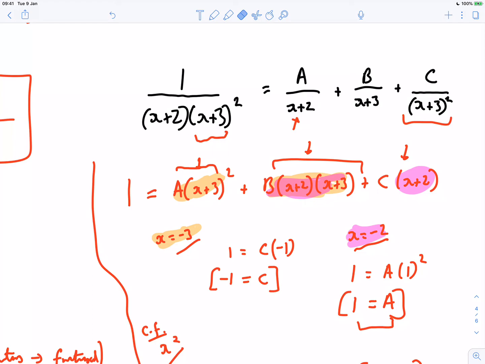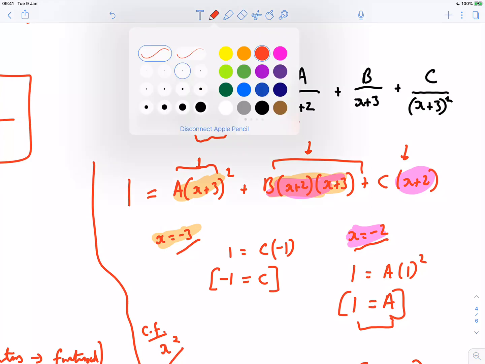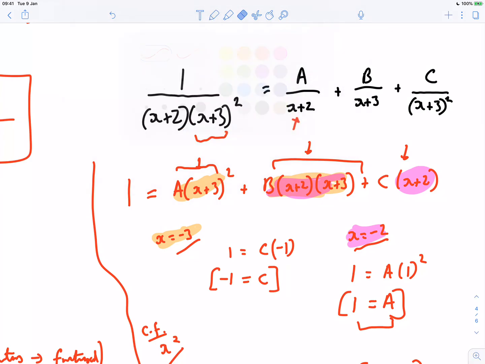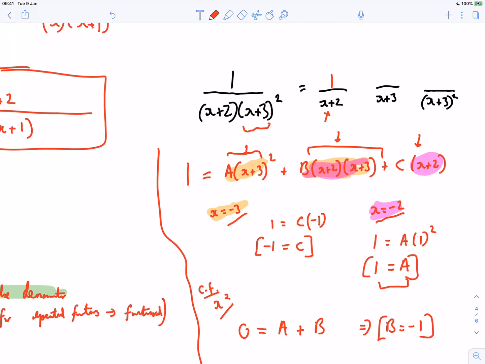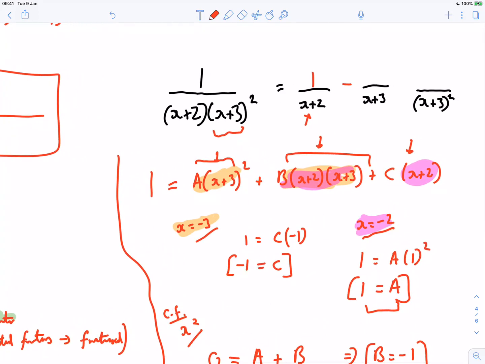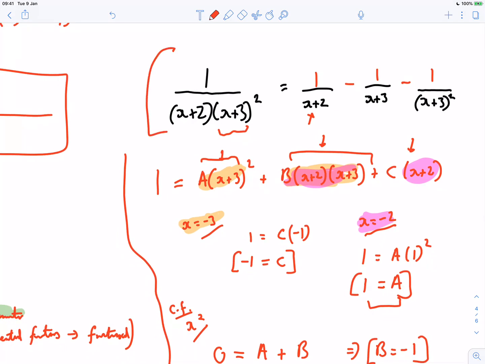I can claim that something like this will happen. Let's get rid of these. So what am I saying? I'm saying a was 1, so that will go a 1 there. B was negative 1, so that'd be a minus 1 there. And C was negative 1, so that's there. And that's it. That is a true thing. And you can do that for yourself.